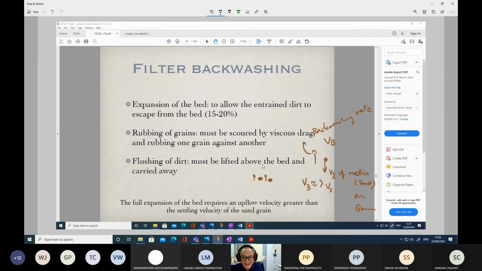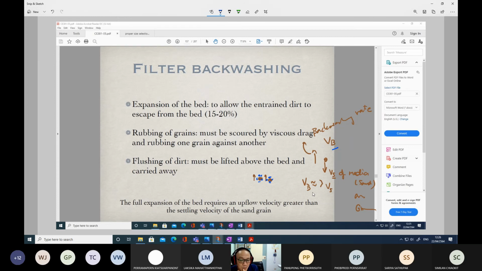a little bit so that some abrasion occurs, so that the dirt that gets attached on these media will be washed out. So some abrasion we expect to occur. So in that case, we need to maintain the backwashing rate slightly greater than the settling velocities of this media.